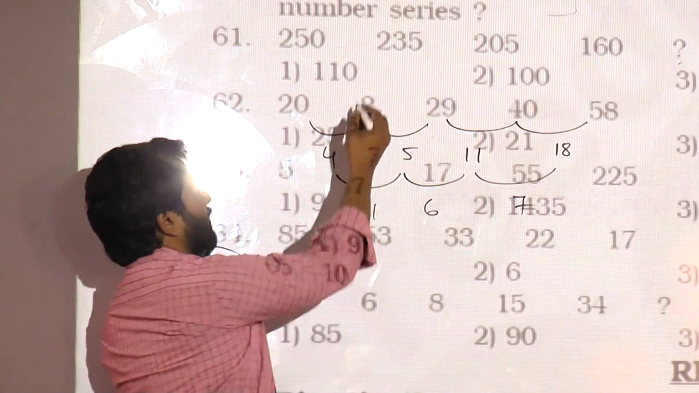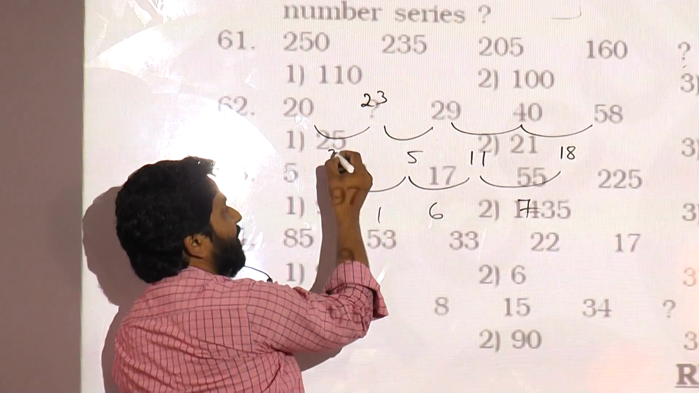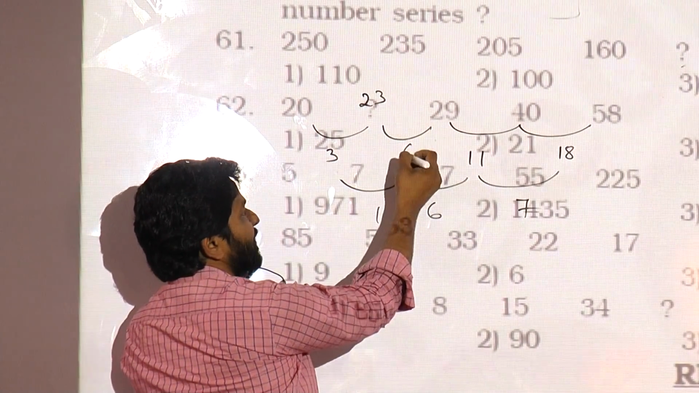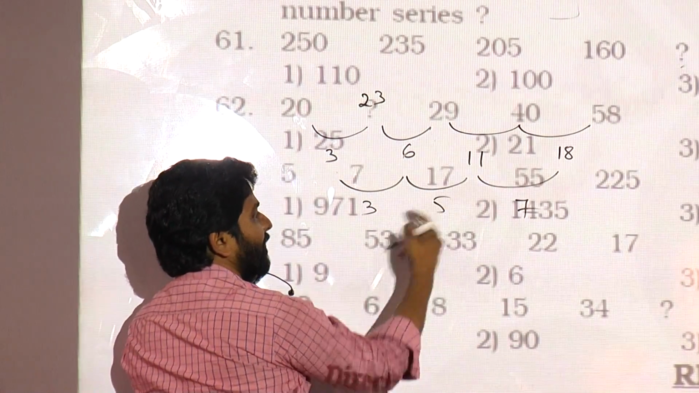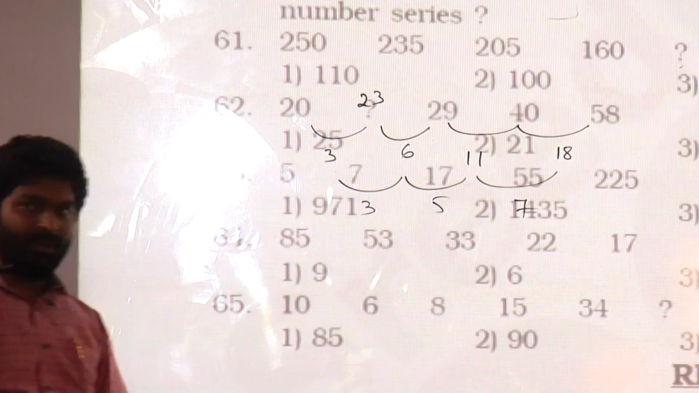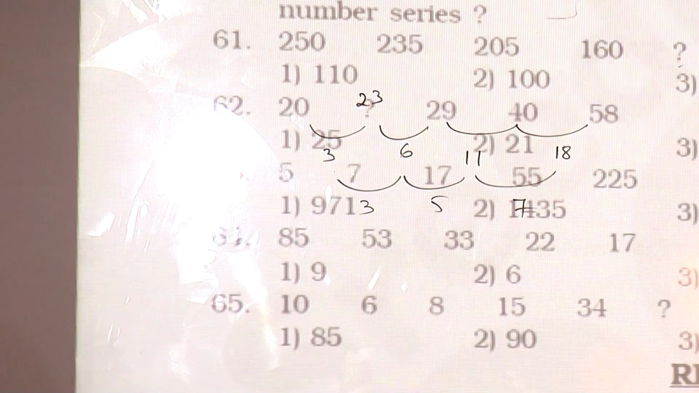Next number, 23. If it is 23, the difference here is 3 and here it is 6. The difference is 3, 5, 7. Odd numbers, or you can say prime numbers.